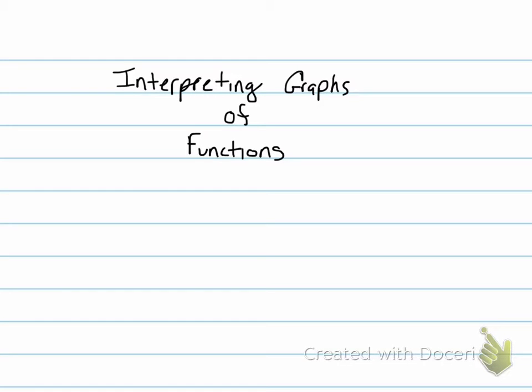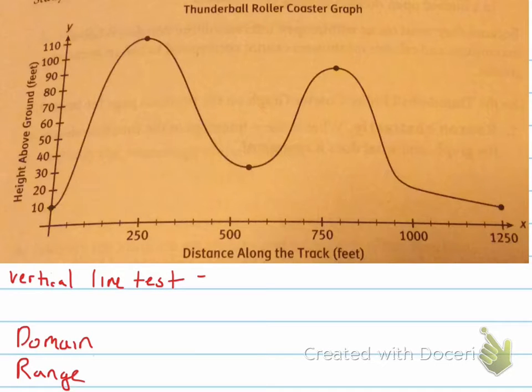Interpreting graphs of functions. So, let's look at this graph. It's a graph of a roller coaster. It tells us that in the title up at the top. The x-axis is the distance along the track in feet, and the y-axis is the height above ground. So those are the variables here.